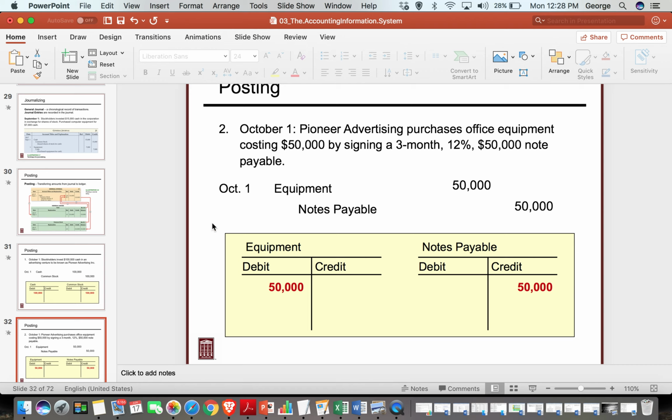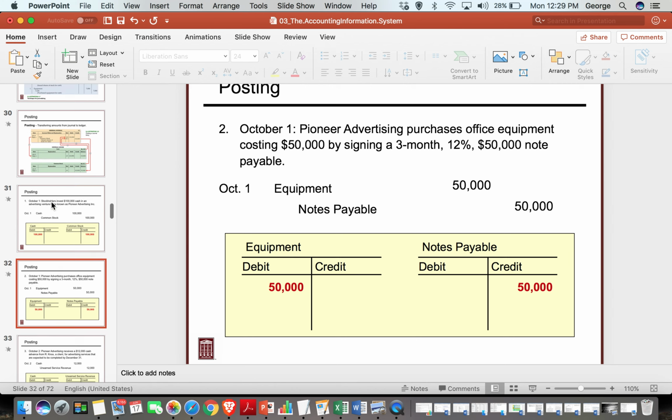All right, so then I bought equipment for $50,000 using a note payable. So equipment has a debit balance, so I increased that by $50,000, and I increased notes payable by $50,000, as notes payable has a credit balance. Notes payable liability has a credit balance. Equipment, which is an asset, has a debit balance. So increased by debits, increased by credits. Hopefully you're getting the hang of these.